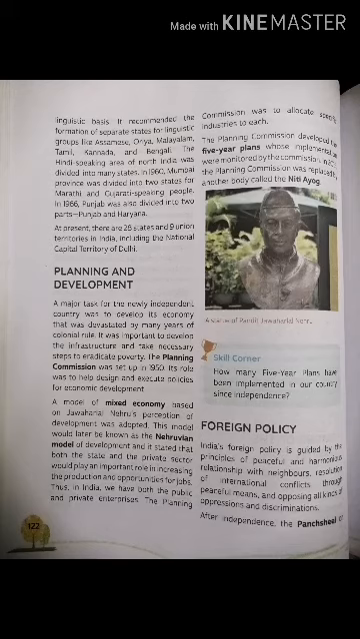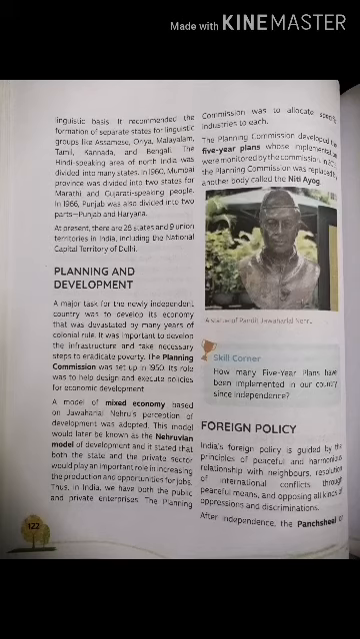Next comes planning and development. A major task for the newly independent country was to develop its economy. Economy means financially it has to develop. And it was devastated by many years of colonial rule. Means earlier it was very flourished, but after the Britishers came, it got demolished. And it was important to develop the infrastructure and take necessary steps to eradicate poverty. Eradicate means to remove poverty.